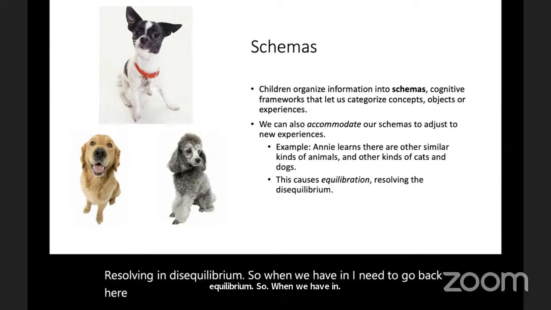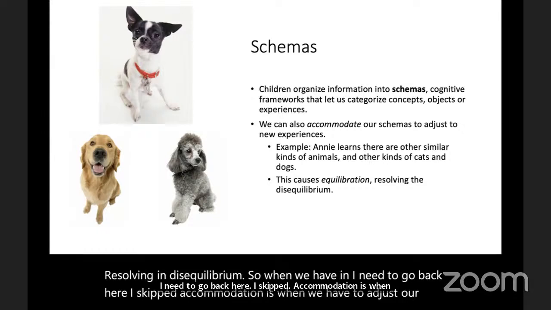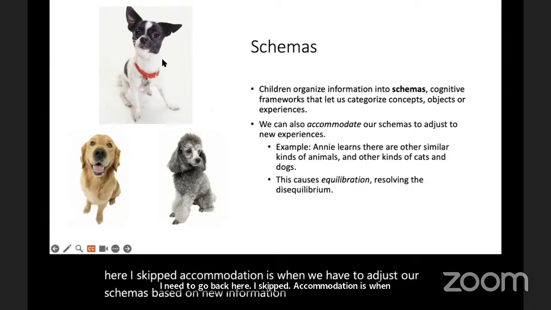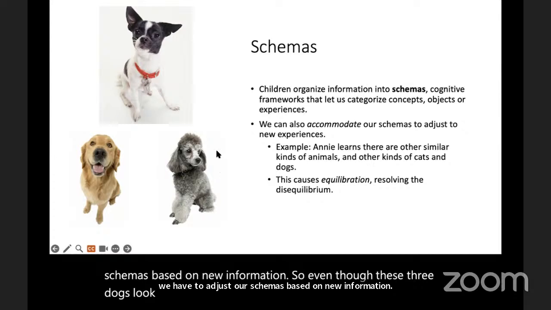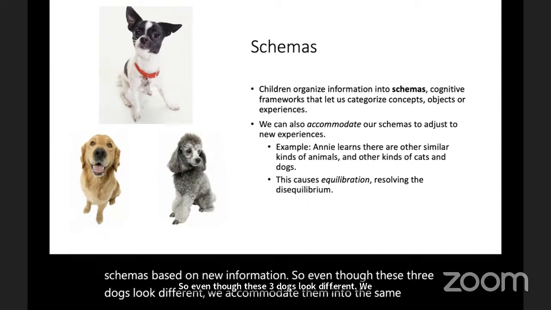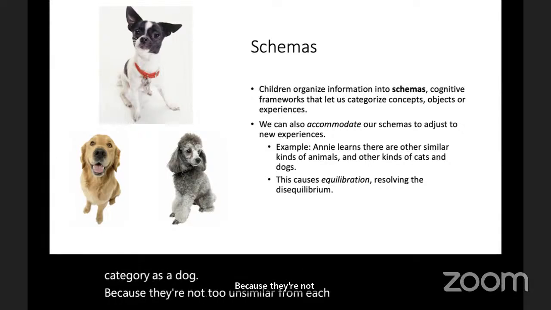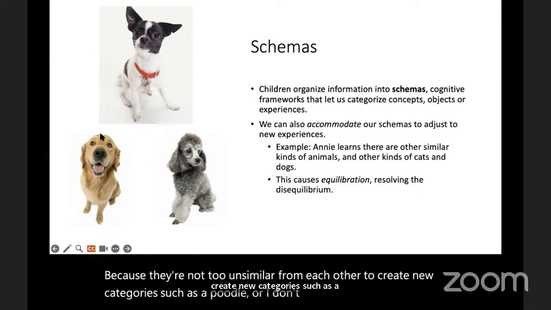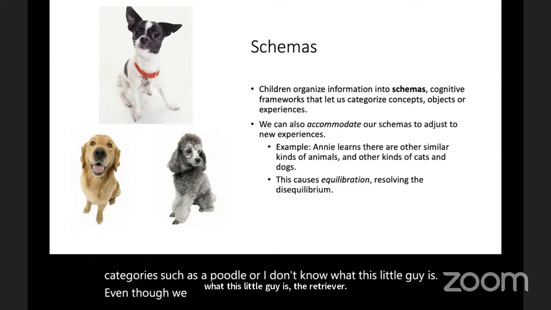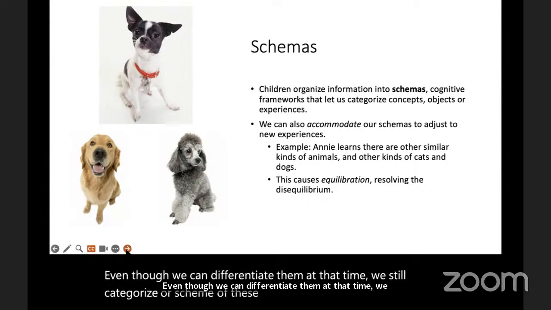I need to go back here, I skipped. Accommodation is when we have to adjust our schemas based on new information. So even though these three dogs look different, we accommodate them into the same category as a dog because they're not too dissimilar from each other to create new categories such as a poodle or, I don't know what this little guy is, retriever. Even though we can differentiate them at that time, we still categorize, or schema, these as dogs. Okay.